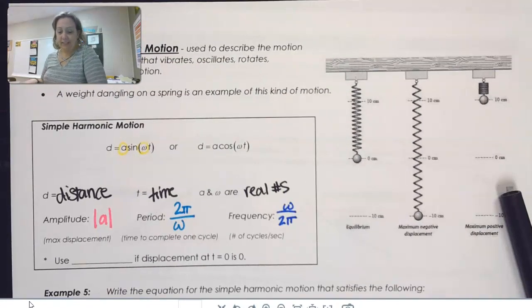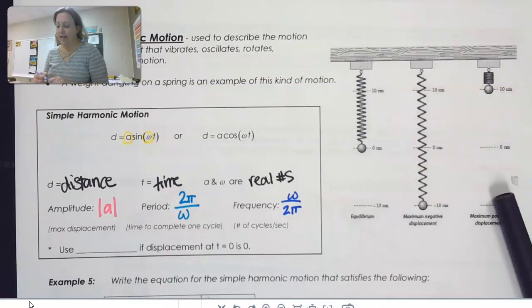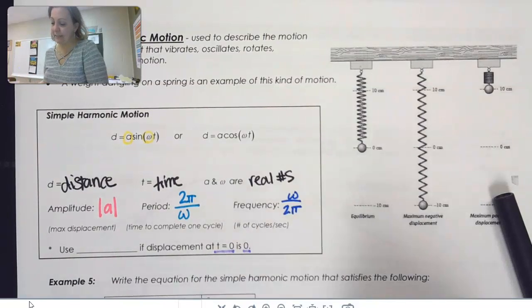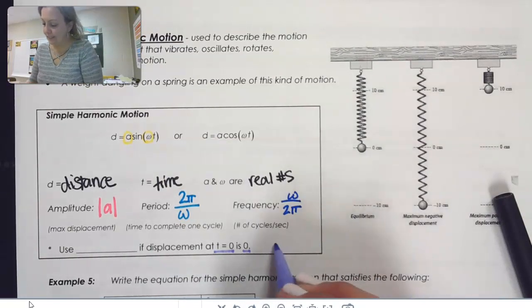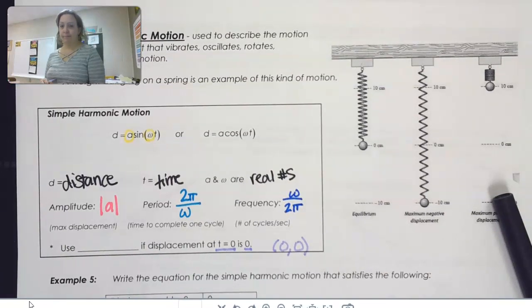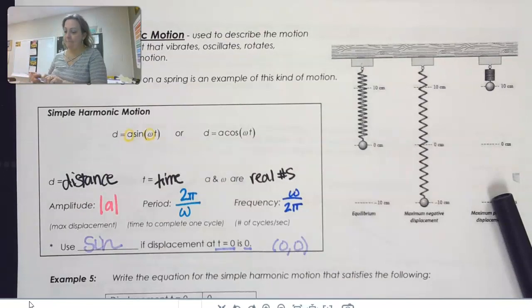The other thing is you have to decide whether you're going to use sine or cosine. If your displacement at t equals 0 is 0, that means you want it to start at 0, 0. Which of those trig functions starts at 0, 0? Sine or cosine? Sine. So if we have a displacement of 0 when t equals 0, we're going to use sine.